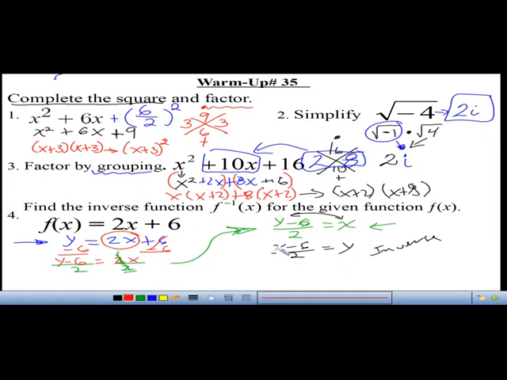Let me simplify this. X divided by 2 is 1/2 x. Negative 6 divided by 2 is negative 3. And instead of writing y, I'm going to write it as an inverse. F inverse of x. This is the inverse of what we started with. Copy that. All right, so that was warm up number 35. Let's move on.